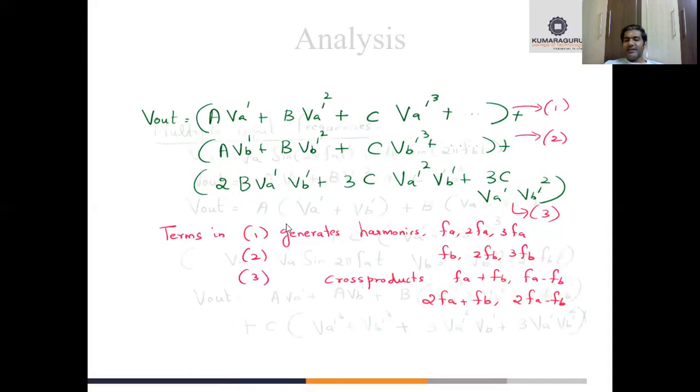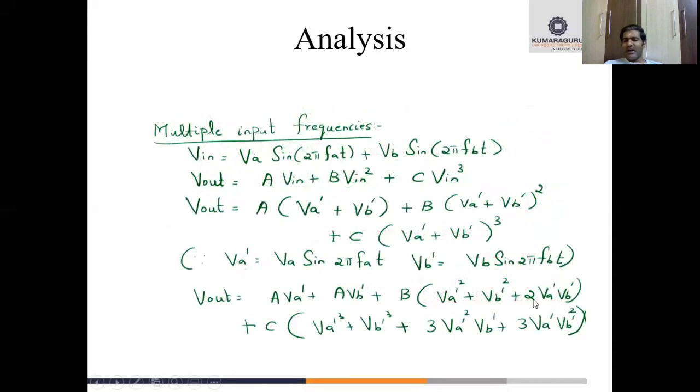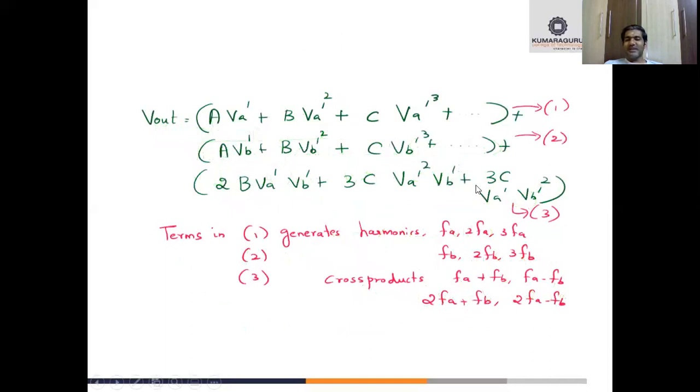And then remaining terms, I have what? 2 into B into VA dash VB dash. That is the combination of VA and VB. And similarly, I have 3 into VA dash square VB dash plus 3 into VA dash VB dash the whole square. Okay. So that is my third term. So that function is rearranged in such a way like this. So I'm just keeping these summations as equation 1, equation 2, and equation 3.